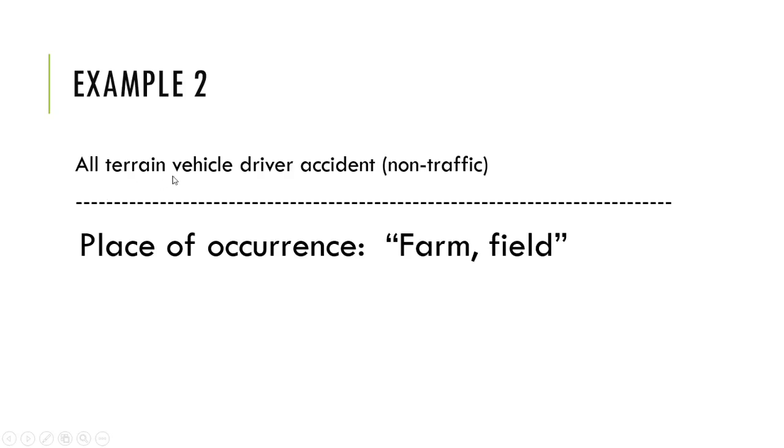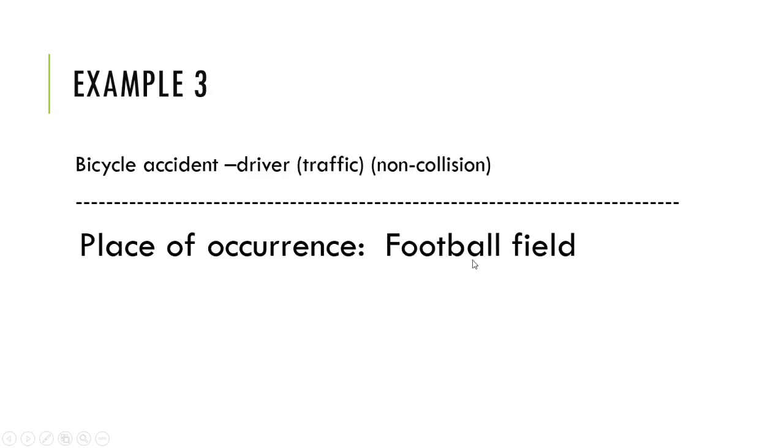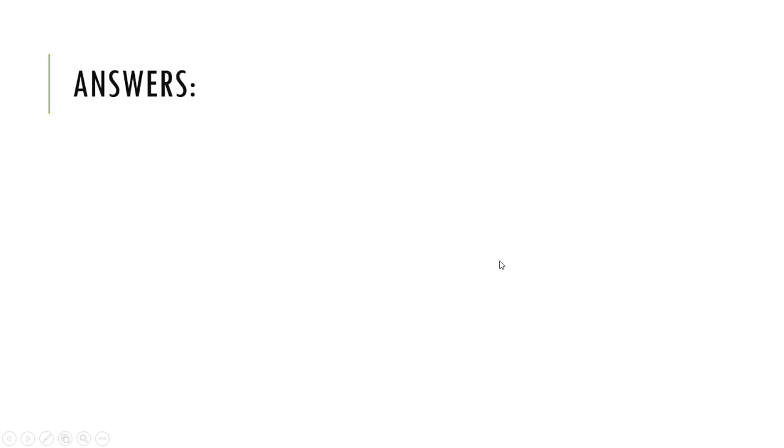Example number 2, where we talked about the all-terrain vehicle driver accident, non-traffic. Let's say that the place of occurrence was a farm field. They were in the farm field on their ATVs. Place of occurrence, farm field. And for example number 3, where it was the bicycle accident driver, traffic non-collision, let's say that the place of occurrence for practice purposes is a football field. How would you code place of occurrence, football field? Pause the video, code those examples, and prepare for your answers.